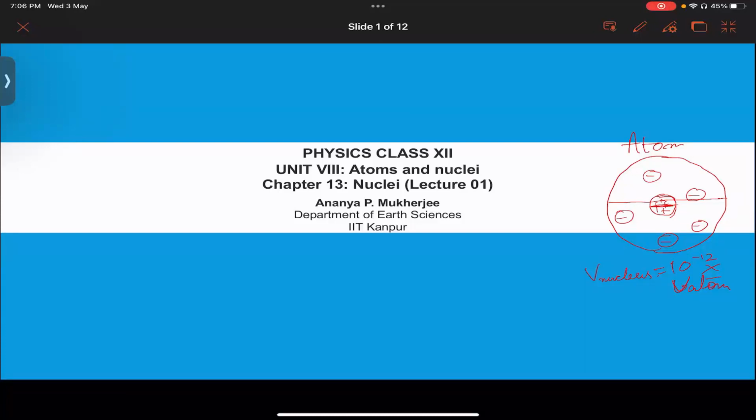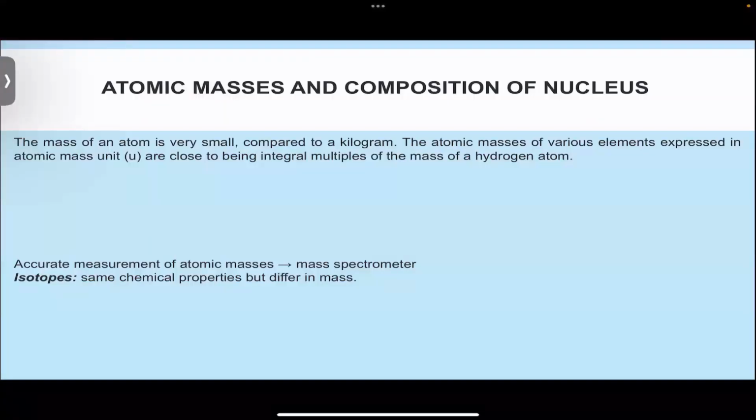So if the nucleus itself is such an important constituent of the atom, we will try to see what the properties of the nucleus are, its mass, and whether it's stable or unstable. Also there are some phenomena associated with the nucleus that you might have heard of before, like nuclear fission, fusion, radioactivity. These are the things that we will cover in this chapter. So first we will deal with the very important part, that is the atomic masses and the composition of the nucleus.